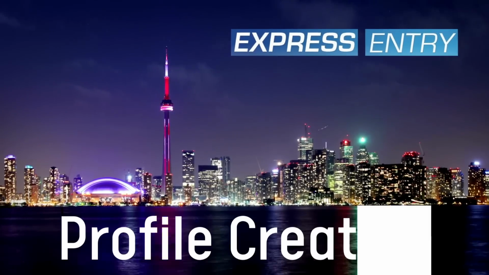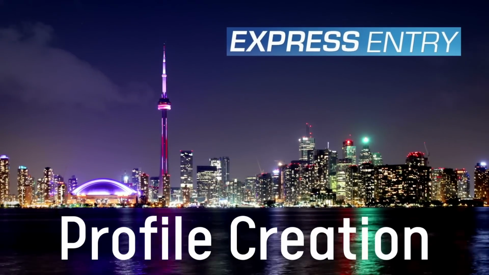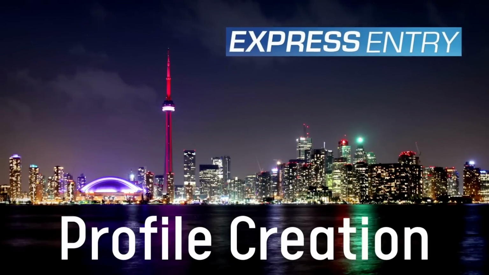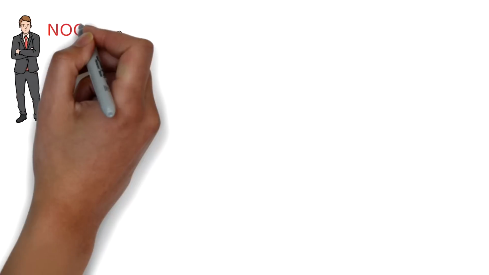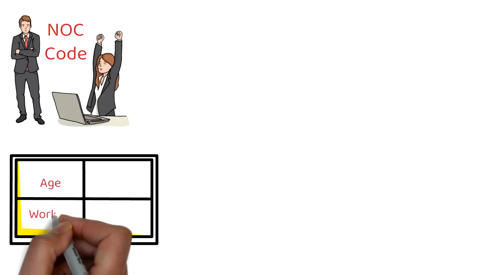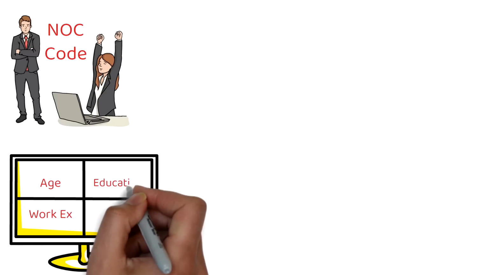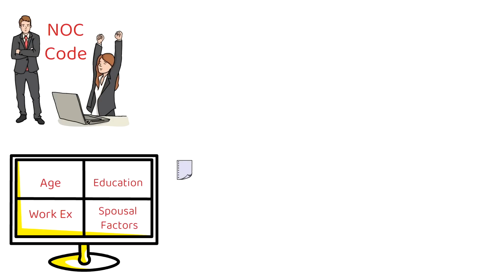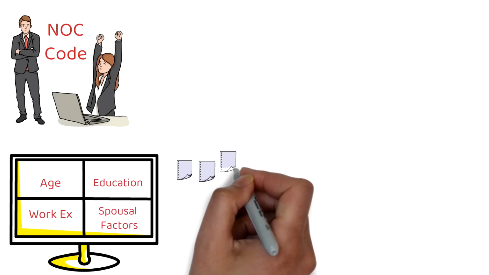Okay, not spending too much time on one step, let's move on to the next step, which is the profile creation. Now, based on your job duties, a NOC code needs to be chosen. Every job duty would have a particular NOC code, and after the profile is successfully created online based on certain parameters like age, education, job experience, spousal factors, etc., you would score a certain number of points. The total number of points that you would score, that would be called your CRS score. CRS stands for Comprehensive Ranking System.